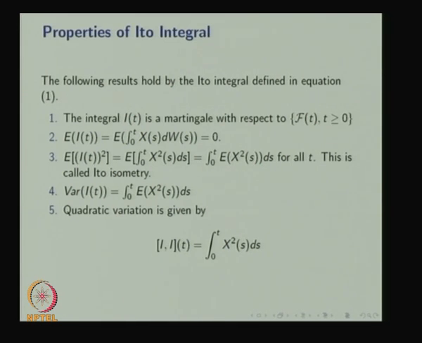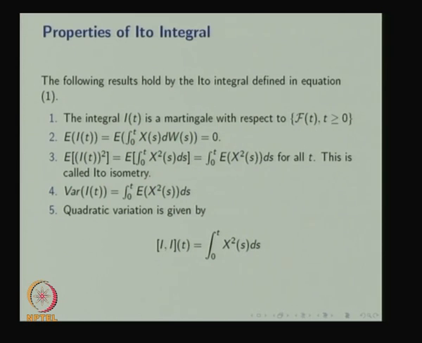Then the second one: for fixed t, I_t has to be F_t measurable, that is, adapted. Already the integrand is adapted, the integration is with respect to W_t, and W_t is also adapted to F_t. One can prove that I_t is also adapted to the filtration F_t.